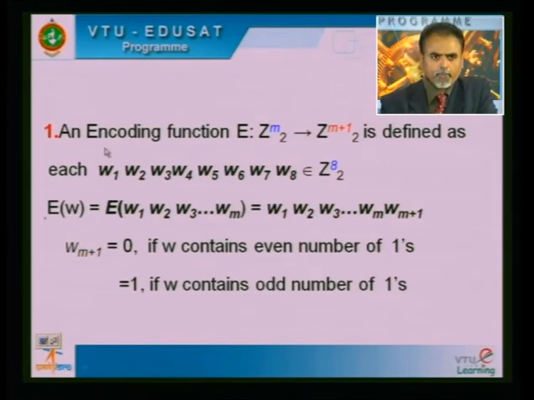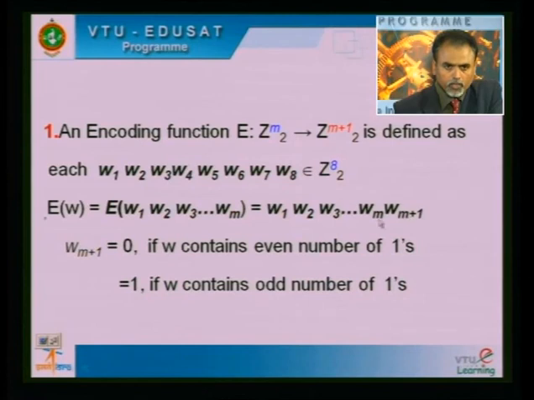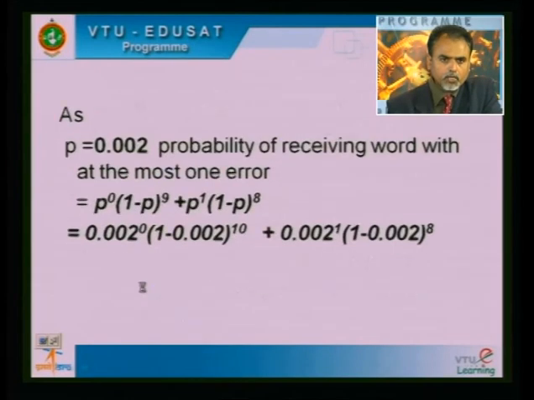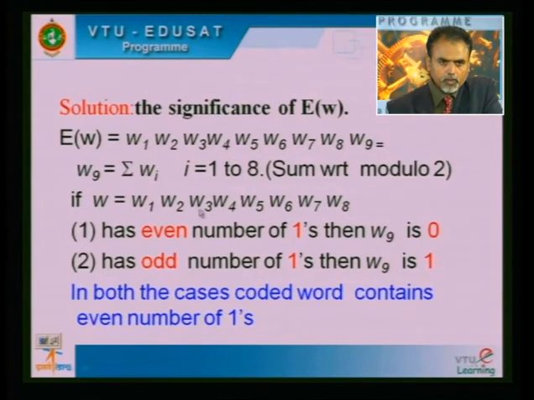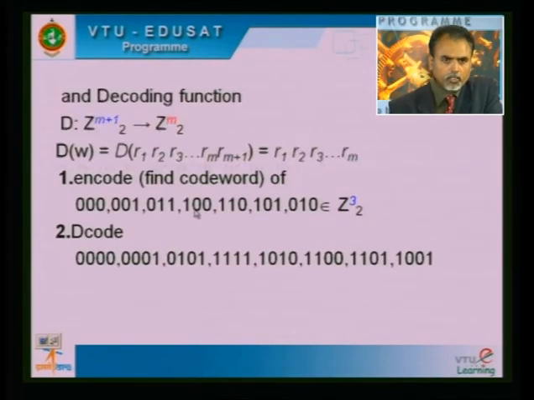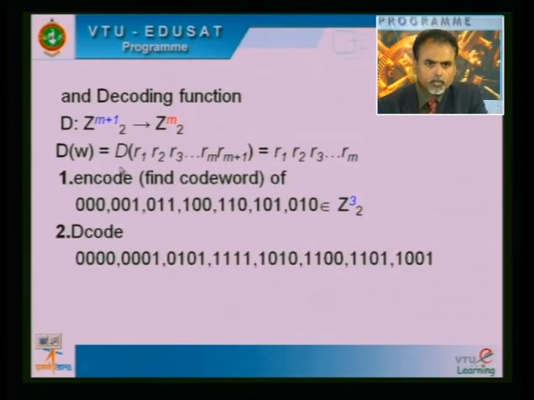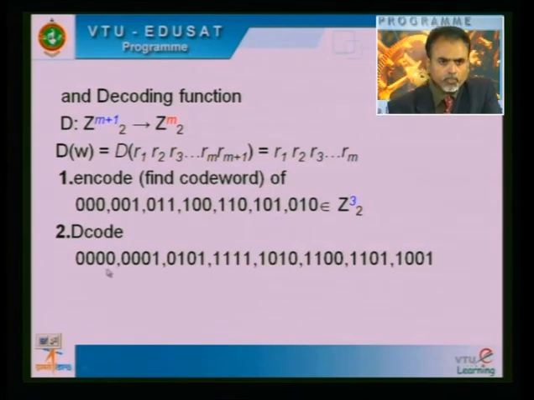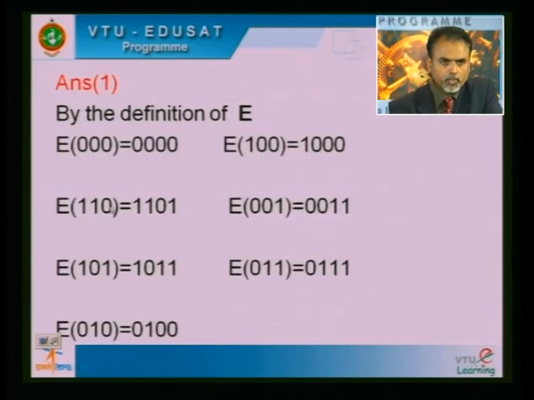An encoding function e from Z^m to Z^(m+1) is defined like this: the (m+1)th, the last one, is 0 if the word contains an even number of 1s and 1 if it contains an odd number of 1s. It is the same thing as this summation. Both are the same. Then there are questions: find these code words, decode these words. Let us see how we do it.